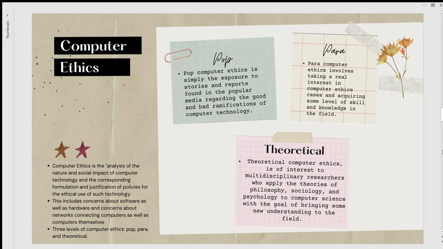Lastly is the theoretical computer ethics. Theoretical computer ethics is of interest to multidisciplinary researchers who apply the theories of philosophy, sociology, and psychology to computer science with the goal of bringing new understanding to the field.